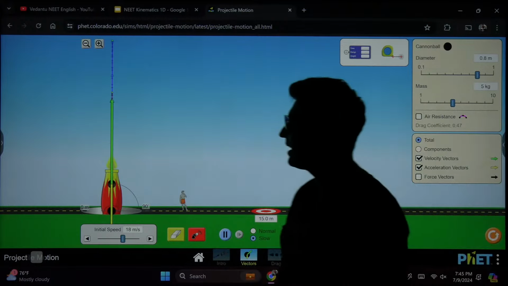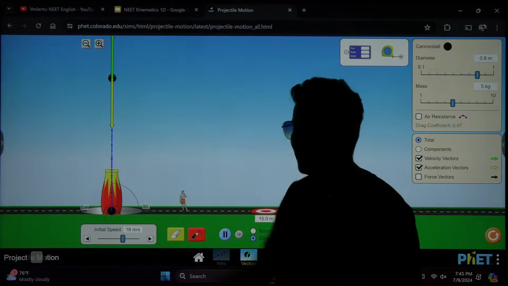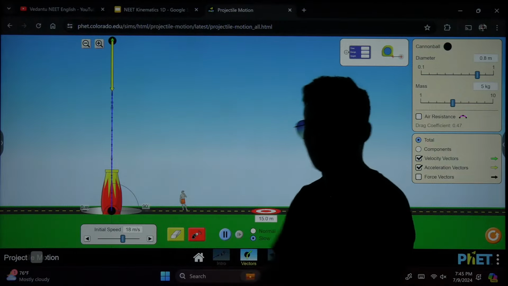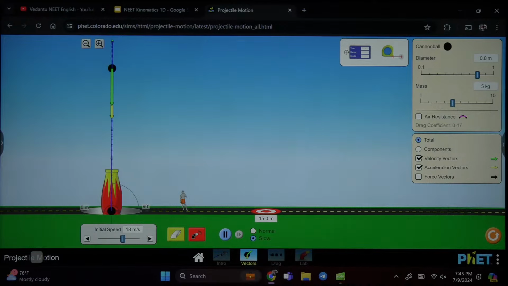If I remove the air resistance again, it will shoot up really high because air is no longer resisting the motion. Isn't it cool, my dear students?